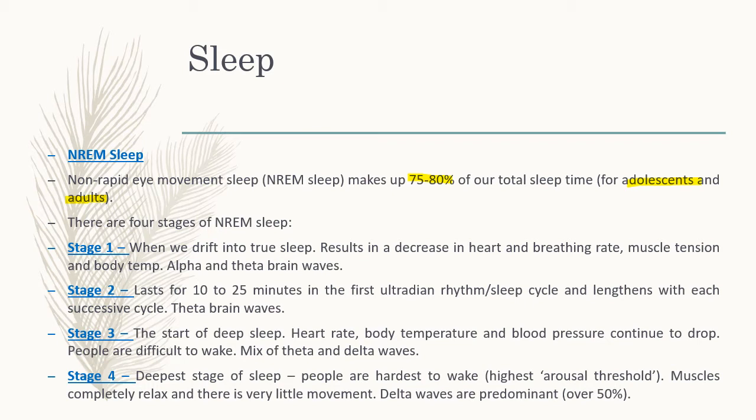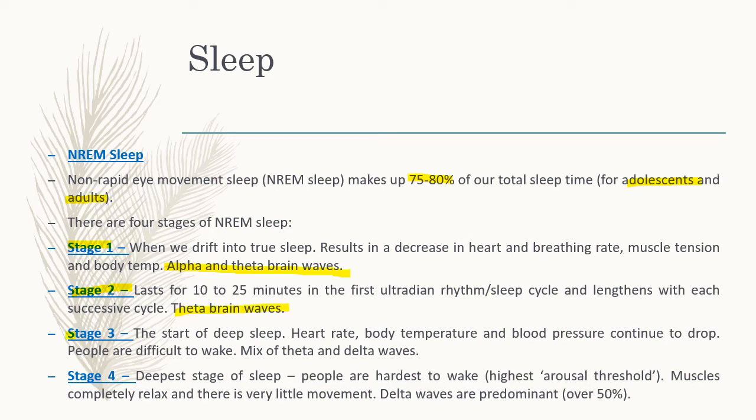There are 4 stages of sleep. So there's stage 1, when we drift into true sleep, which results in a decrease in heart and breathing rate, muscle tension and body temp, and then you've got alpha and theta waves. Stage 2 lasts for 10 to 25 minutes in the first ultradian rhythm. Remember, that's less than 24 hours. And it lengthens with each successive cycle. And then you have theta brainwaves there.